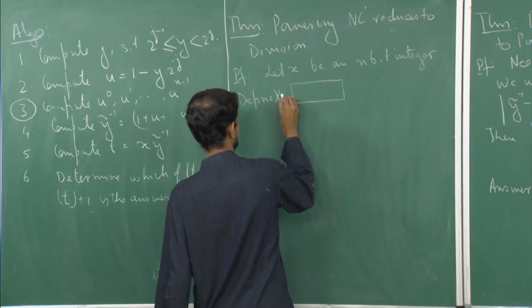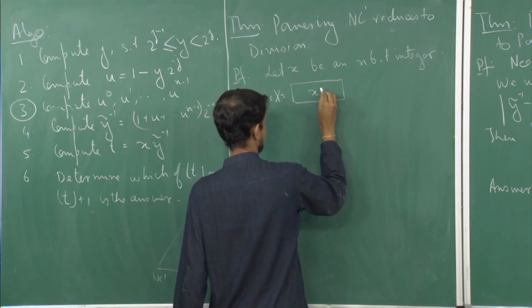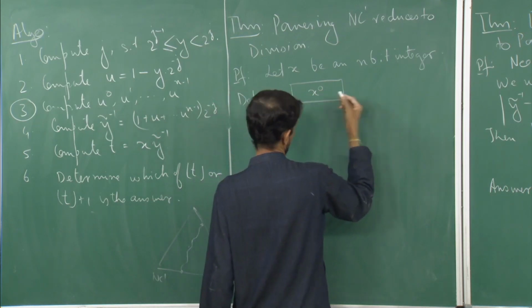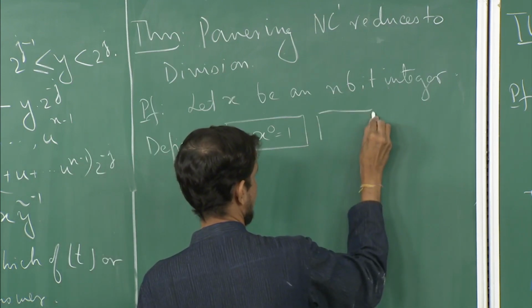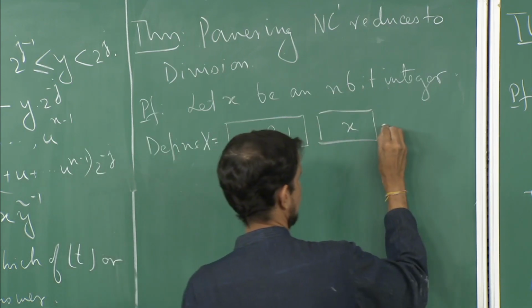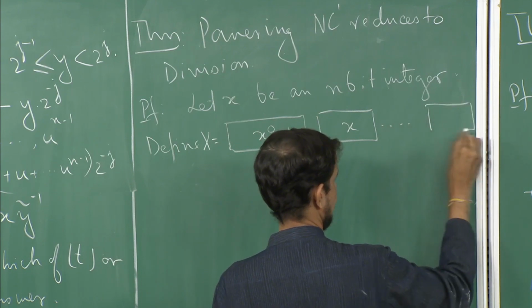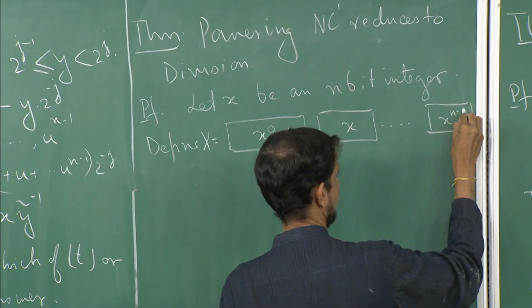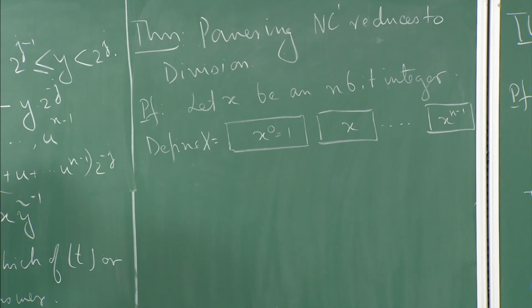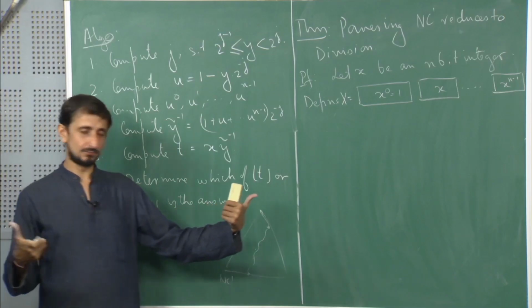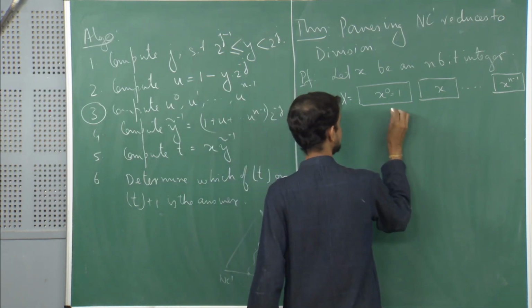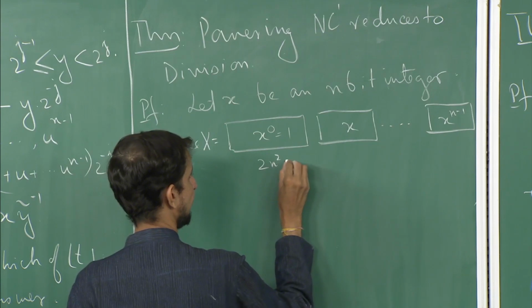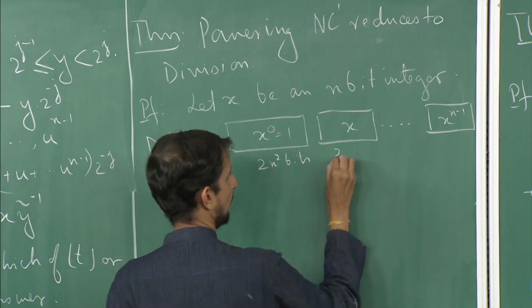So, I will define x as being equal to, so I have x to the power 0, which is nothing but 1, then I will have x and so on. Finally, I have x to the power n minus 1. So, think of a large bit string, which has all these powers of 2 and they are kind of separated. And we will assume that each of them are 2n square bits long.